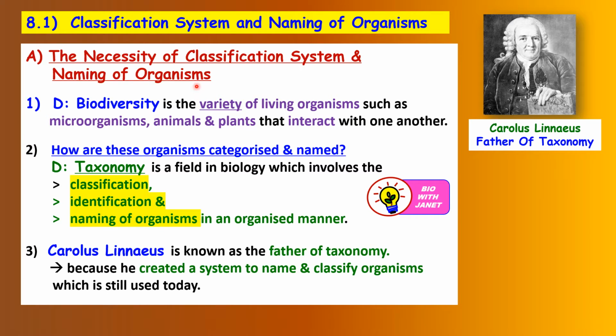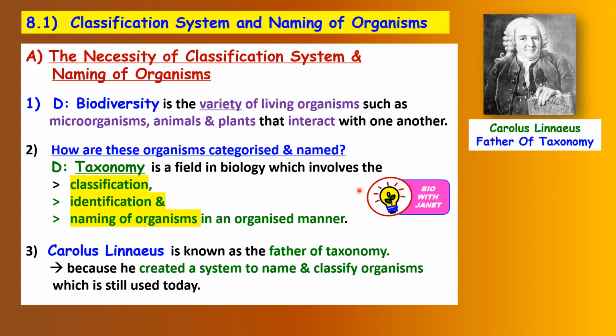Firstly, let's discuss the necessity of the classification system, the importance of having a classification system, and the naming of organisms. In Form 2, you have studied a bit about biodiversity. So the definition for biodiversity is that it is the variety of living organisms such as microorganisms, animals, and plants that interact with each other on Earth. So our Earth is filled with a lot of different types of organisms, from the minute and tiny microorganisms to the large organisms, right? Now, how are these organisms categorized and named?